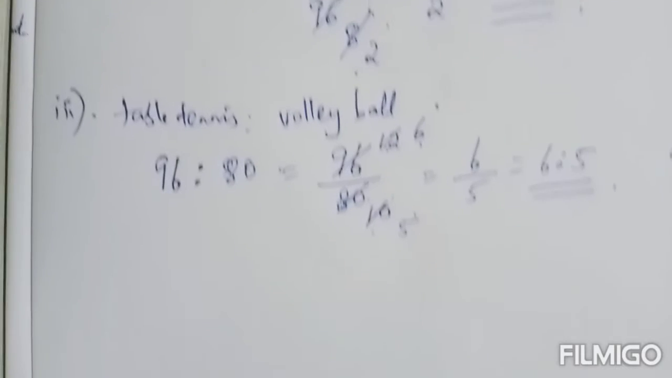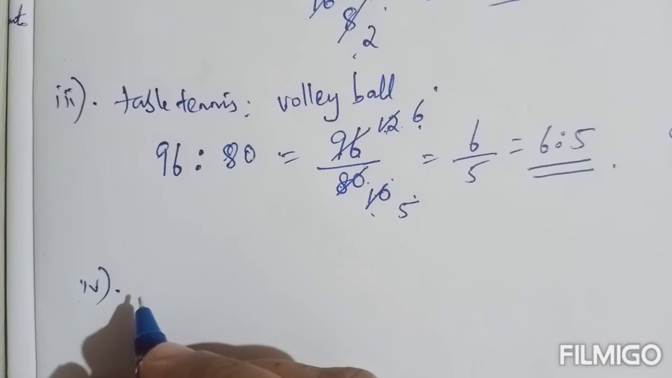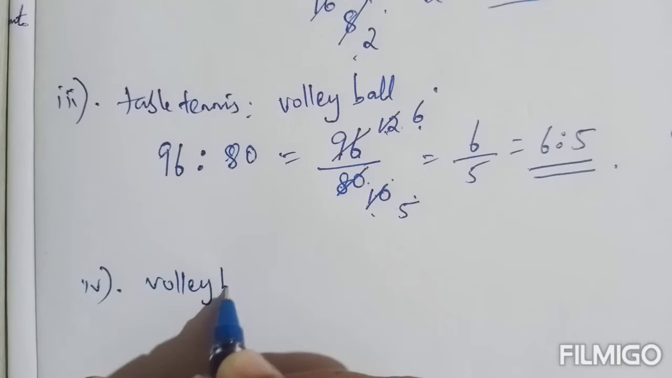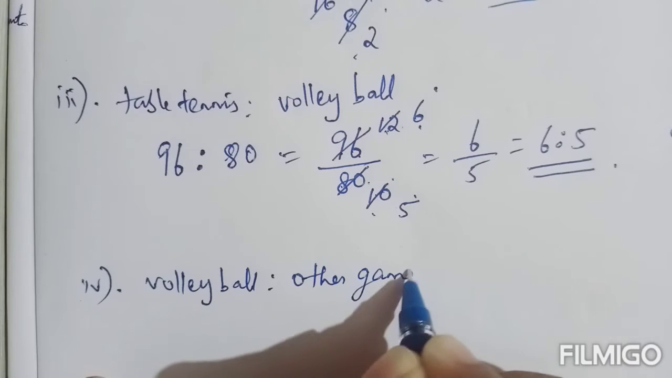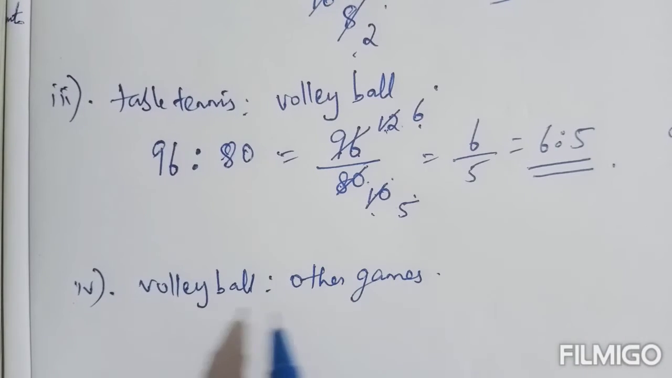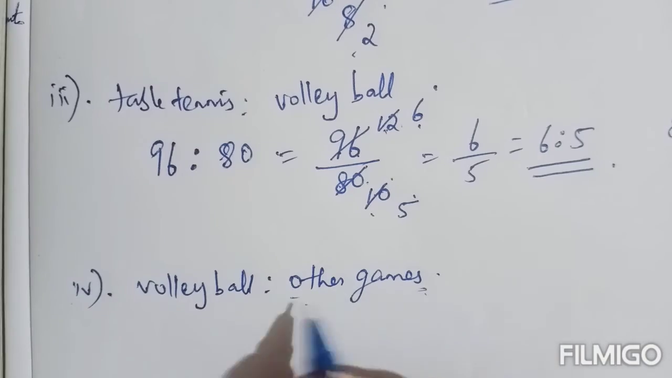Okay. Now fourth question. Volleyball to the number of those who play other games. Volleyball is to other games. So other games, what are the other games? Except volleyball, what are the other games? We know carom is there, table tennis is there, badminton is there. Okay, so total of the members who play carom, table tennis and badminton, that you can write here.